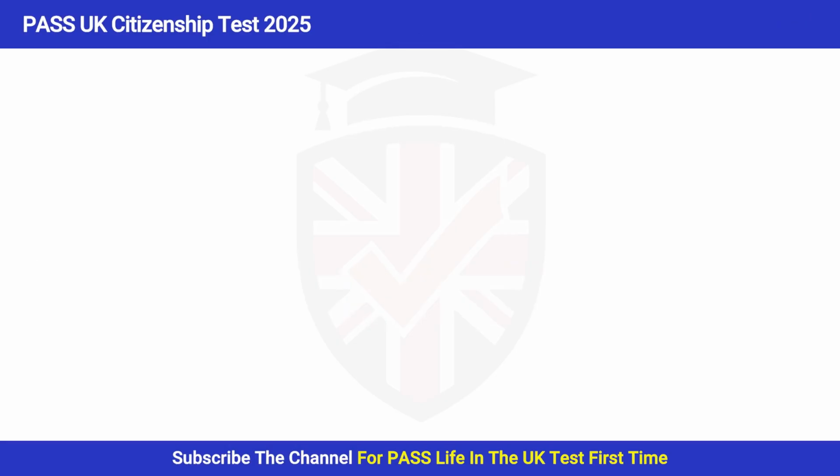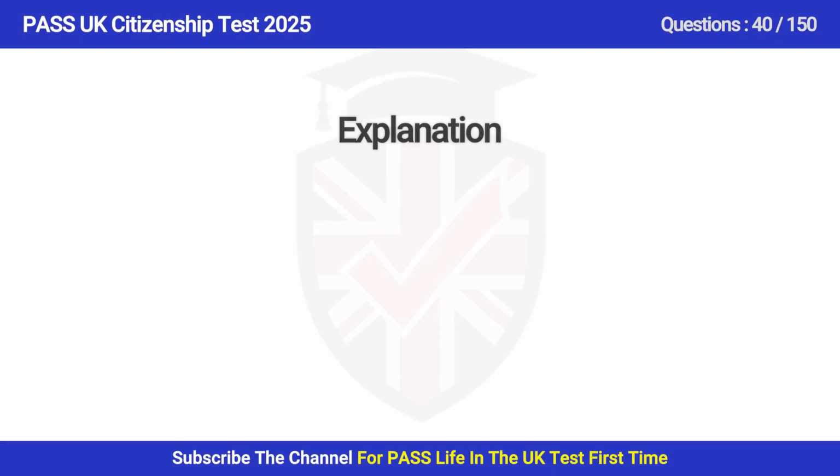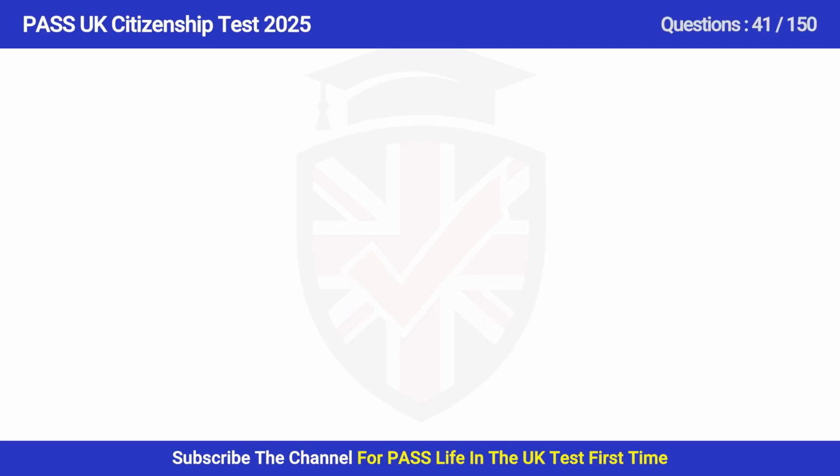society. Question 40. What is the capital city of England? A. Manchester. B. London. C. Birmingham. D. Liverpool. Answer is B. London. London is the capital of England and the United Kingdom, a major global city for finance, culture, and tourism.